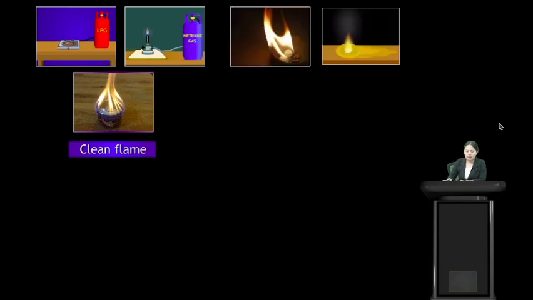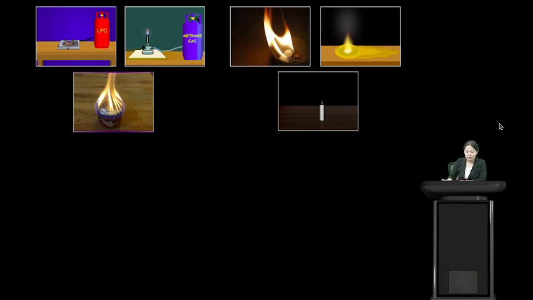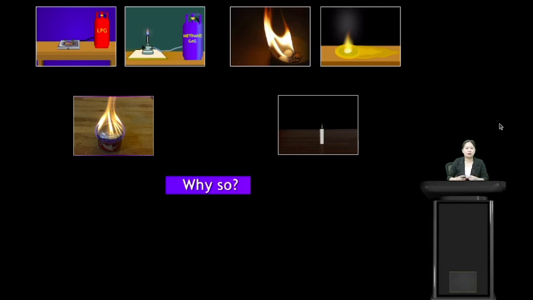On the other hand, naphthalene balls, camphor, and candle wax, when they burn, produce a yellow flame with soot and residue. So why is this so? Why do some carbon compounds produce a clean flame during burning, while some carbon compounds produce a yellow flame with soot and residue?